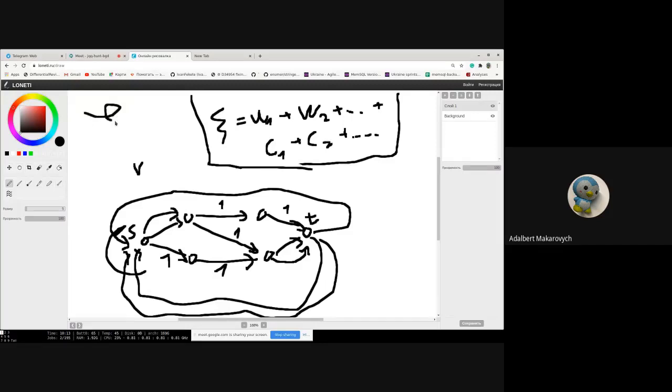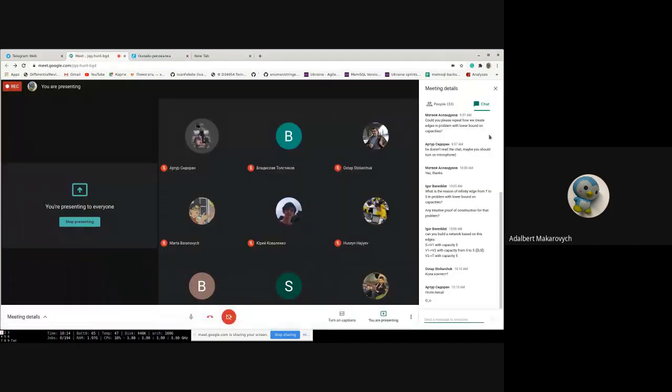For example, we have some way that goes through some edges, some other way, and some third way. Now we can delete cycles from these ways, and we will get some number of cycles and exactly as many ways without cycles as the flow amount. Okay, now here are some questions.